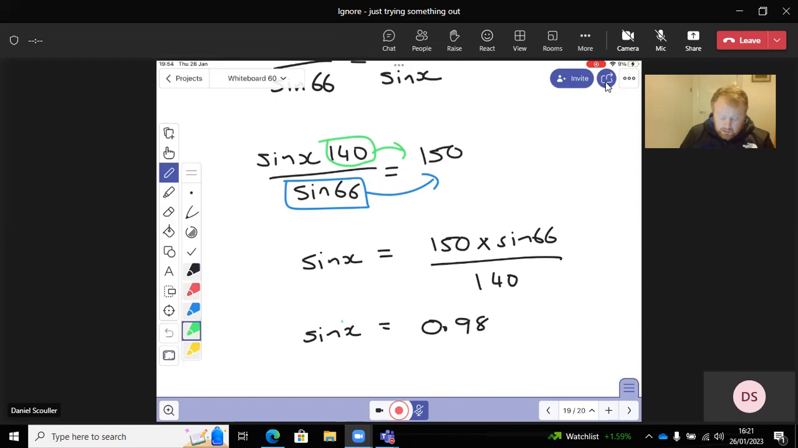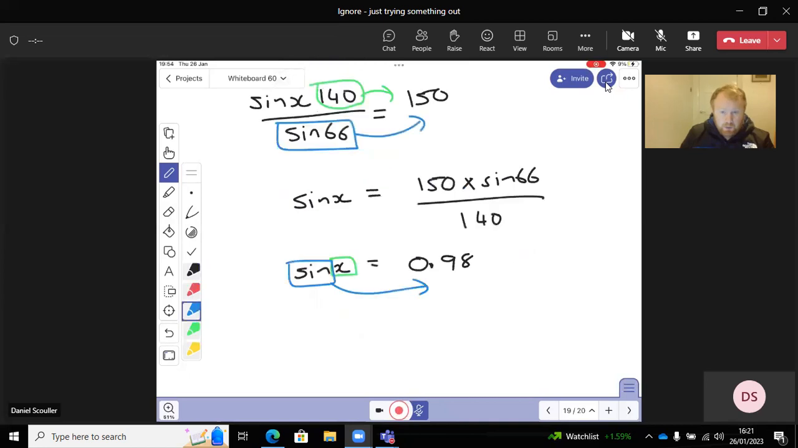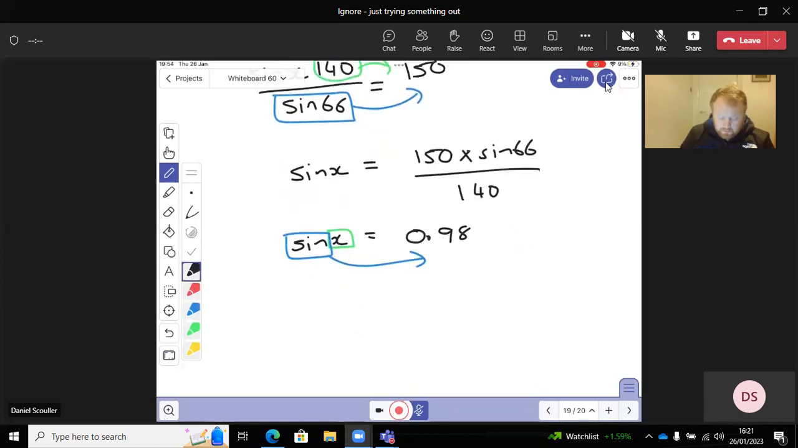We want to isolate x on its own. That's what we're trying to find. We're trying to find the angle, that wee x there. So we want to move sin over to the other side. When we move sin from the left to the right, it becomes sin to the -1. Again, just a button in the calculator, don't worry about it. And then we're putting 0.98 in. So shift, press sin, then answer equals, and we're getting the answer 78.2 degrees.